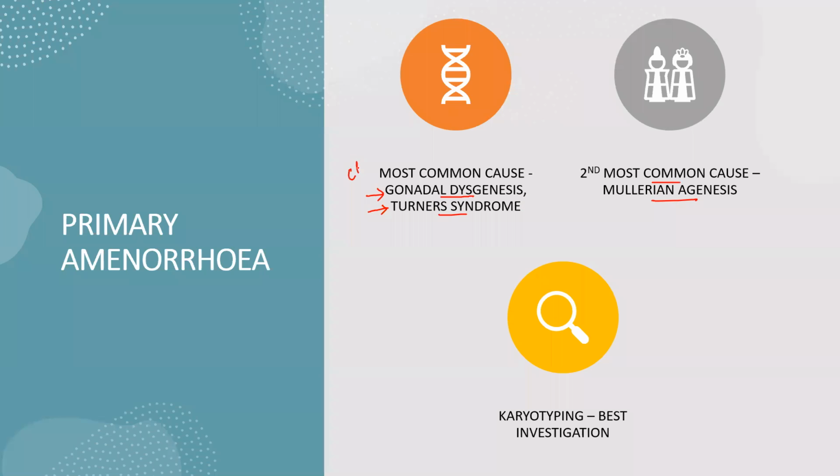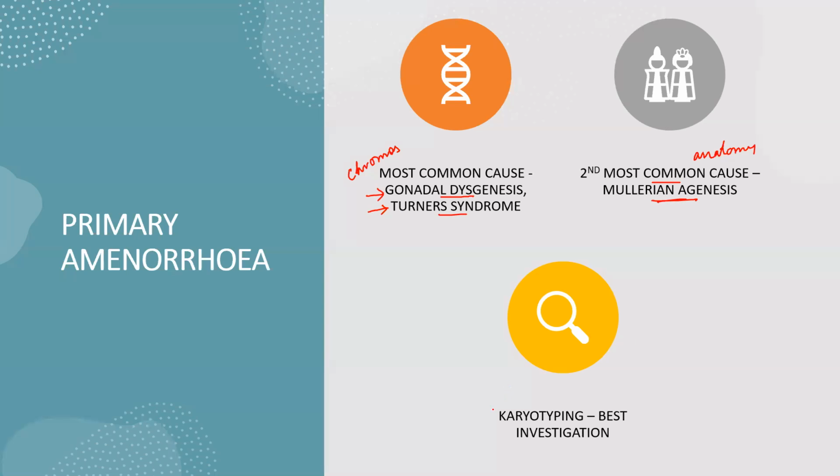So the first one is chromosomal, and the second one is an abnormality with the anatomy. Okay. So Mullerian agenesis. The first one was gonadal dysgenesis and Turner syndrome. The second one was Mullerian agenesis.